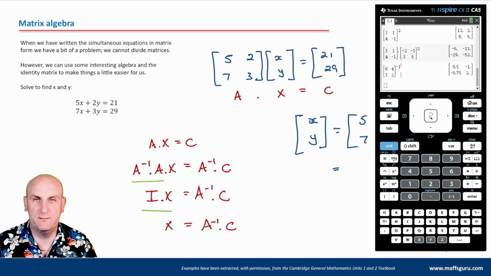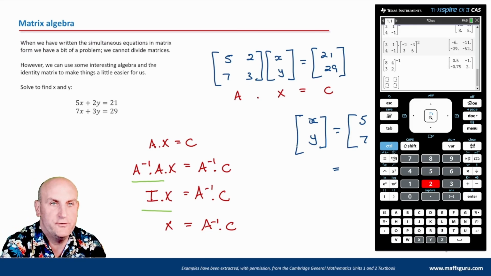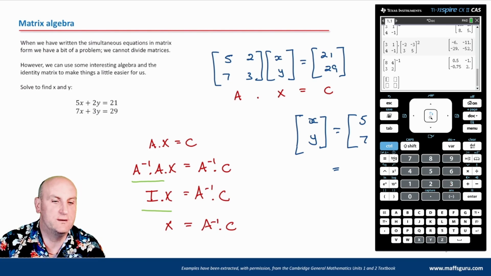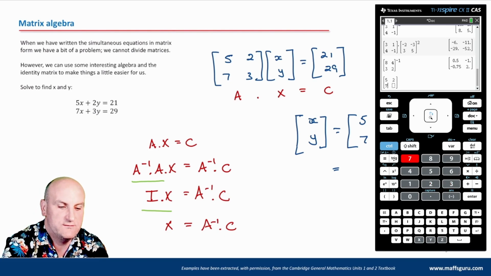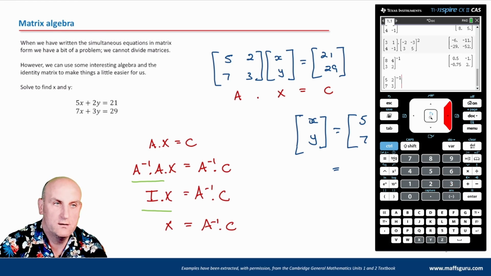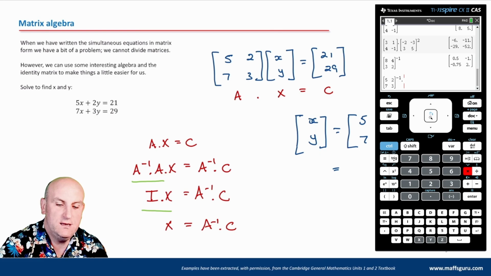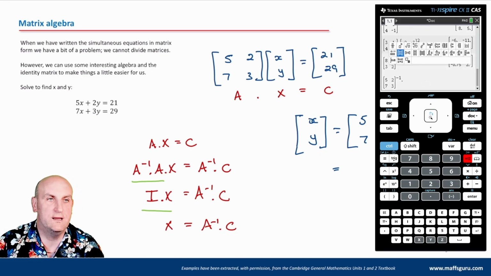I've covered my screen for the moment, but fingers crossed we should be able to do this. So let's do my 2 by 2 matrix. What do we have? 5, 2, 7, and 3. Let's actually put the numbers in. 5, 2, 7, and 3. Raise that to the power of minus 1. Don't forget the times sign or your calculator gets really upset with you.